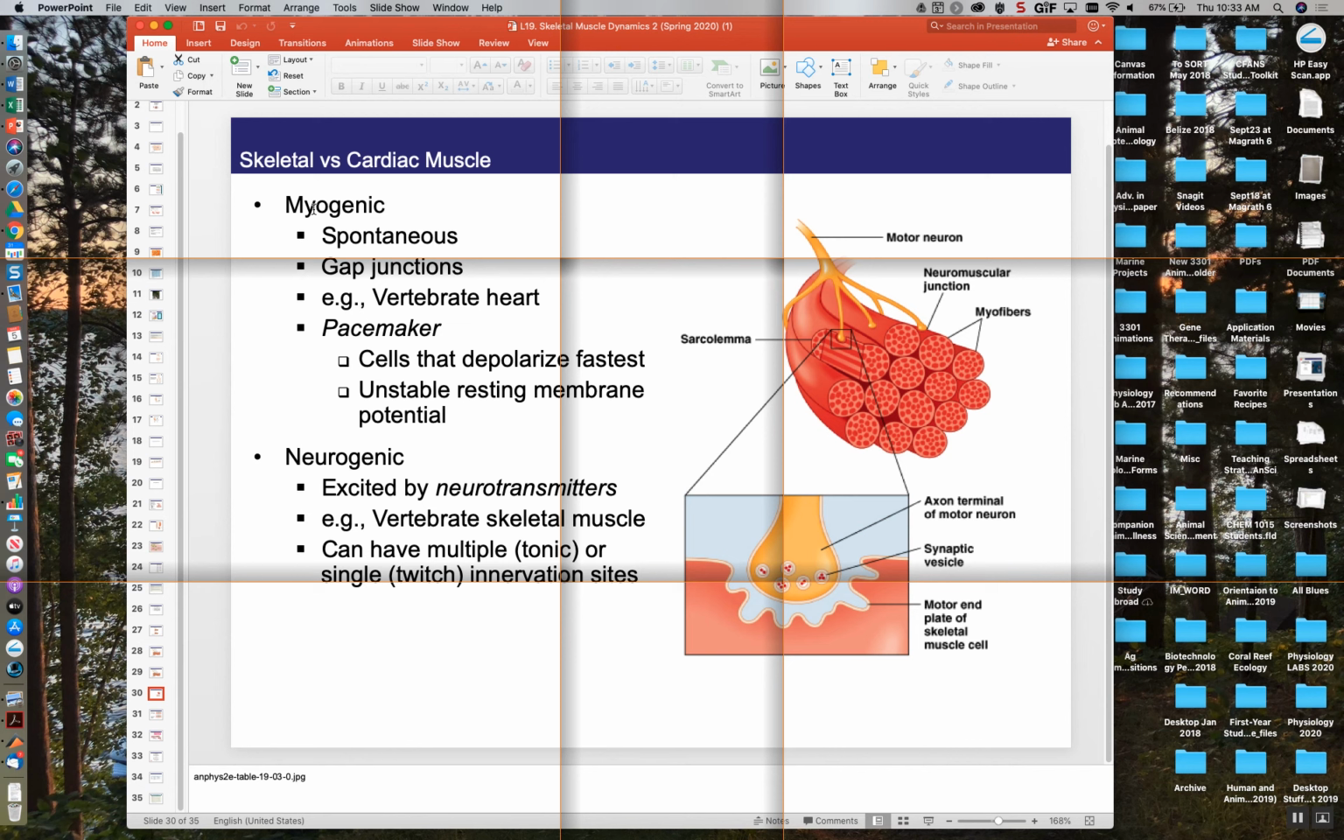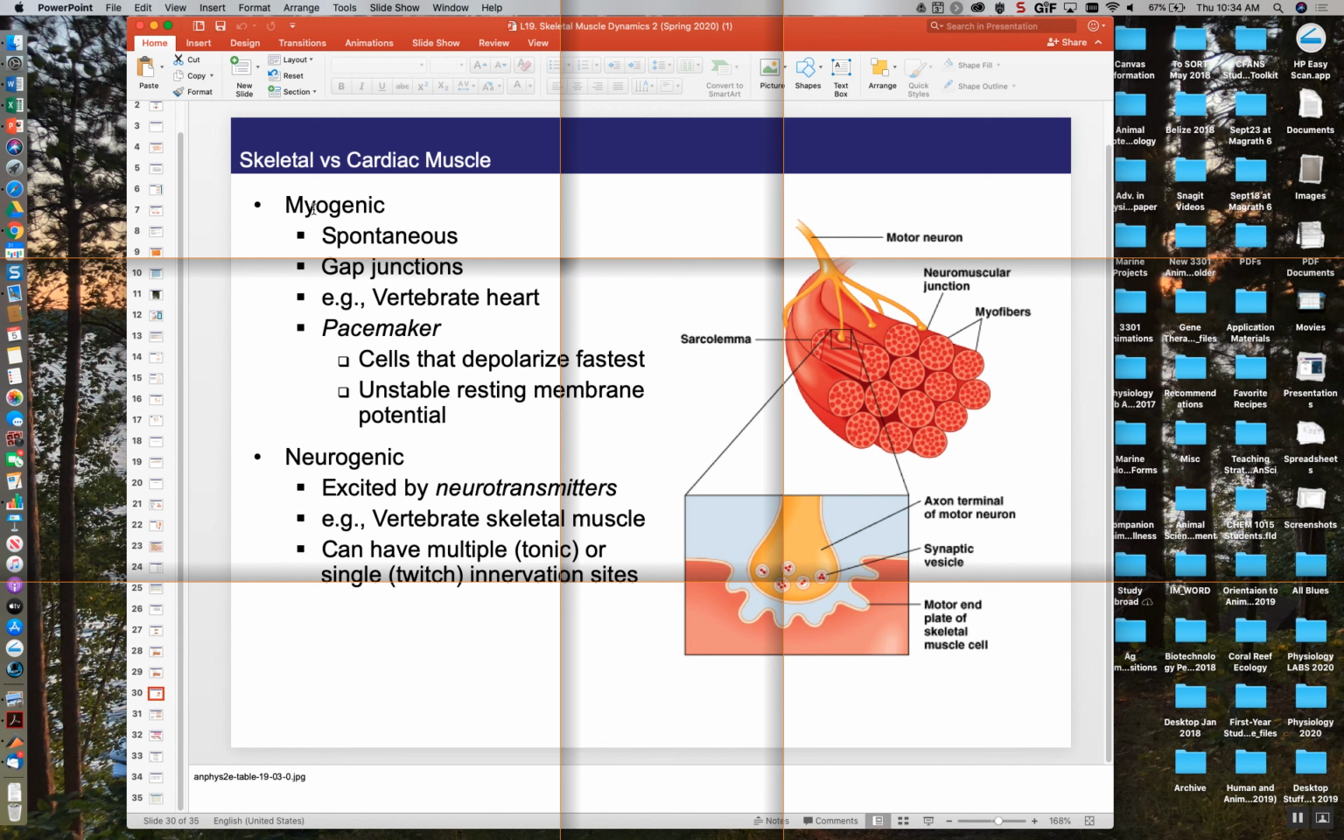Let me just make sure that everyone is aware of this. You don't need any neurons. You don't need any hormones. These pacemaker cells depolarize all on their own. Okay? That's what allows for your heartbeat to continue on a regular basis.